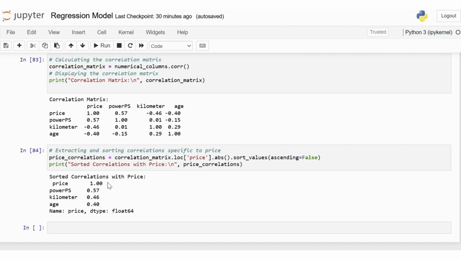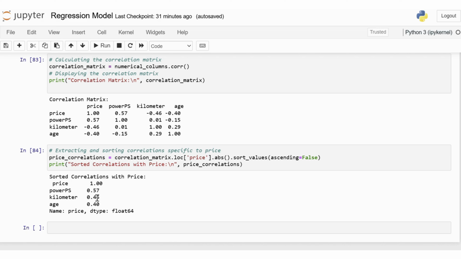For the price versus kilometer correlation is -0.46, indicating there is a moderate negative correlation between the price and the kilometers driven by the car. This indicates that cars with higher mileage tend to have lower prices. In other words, the more a car has been driven, the less it is worth.